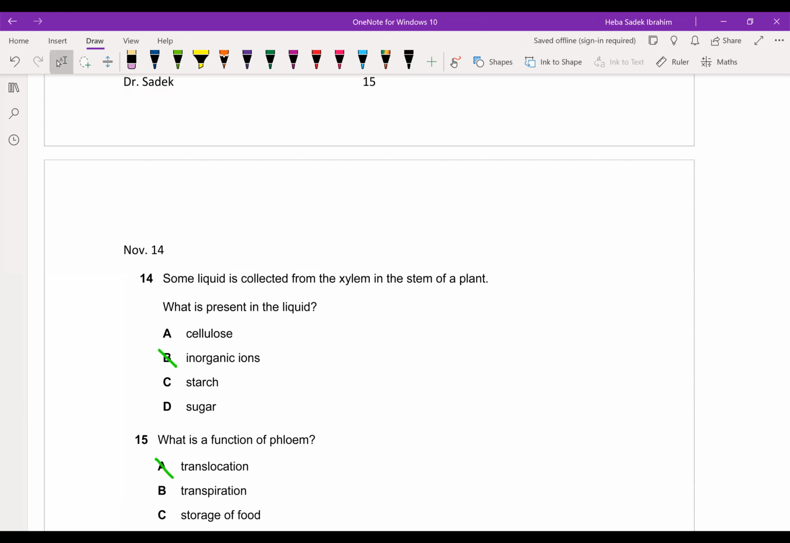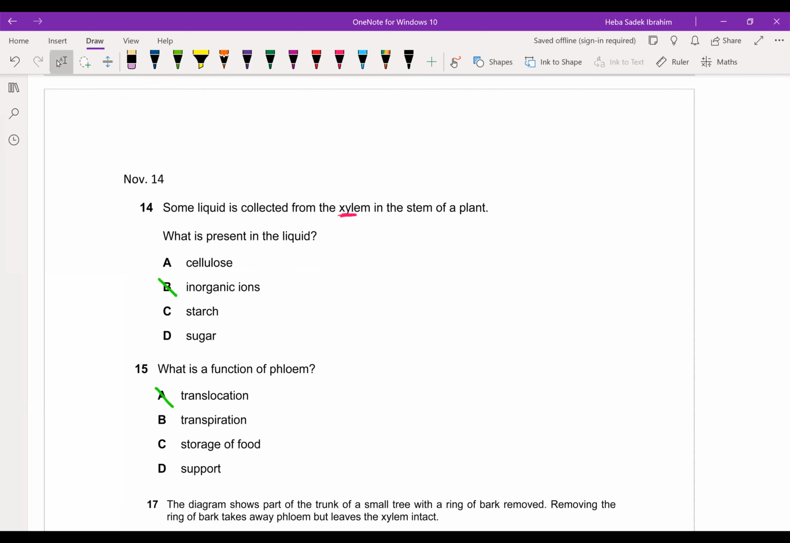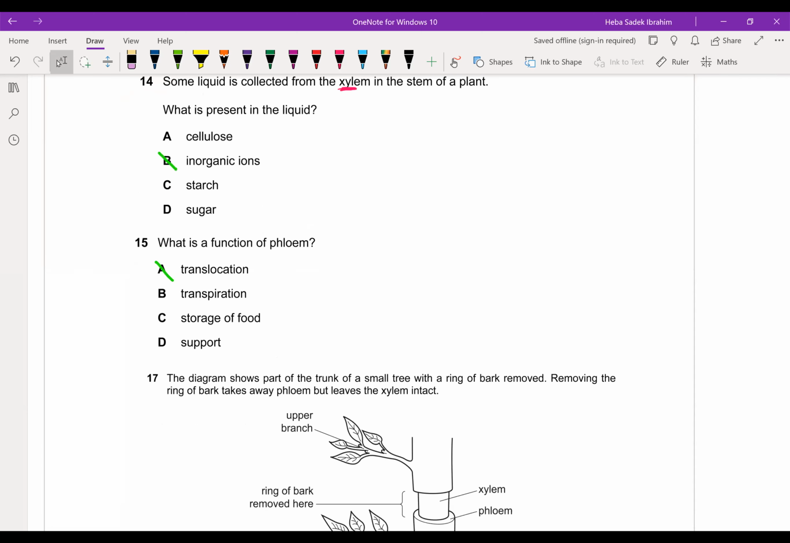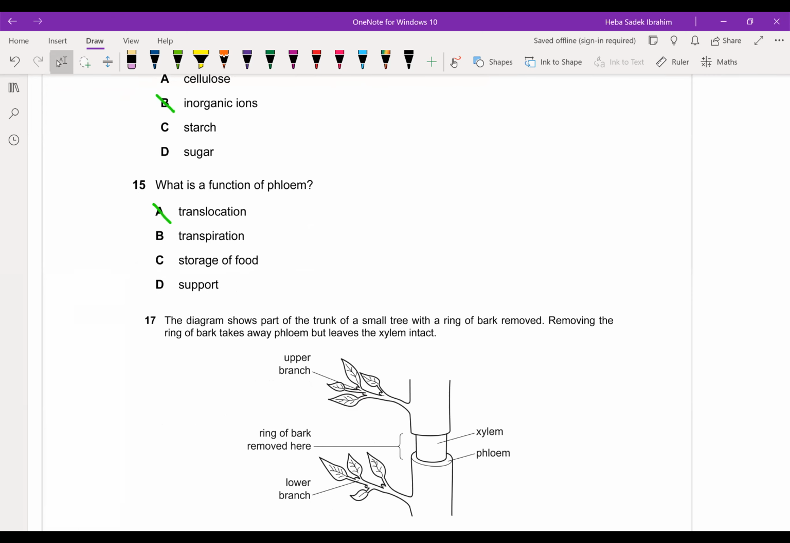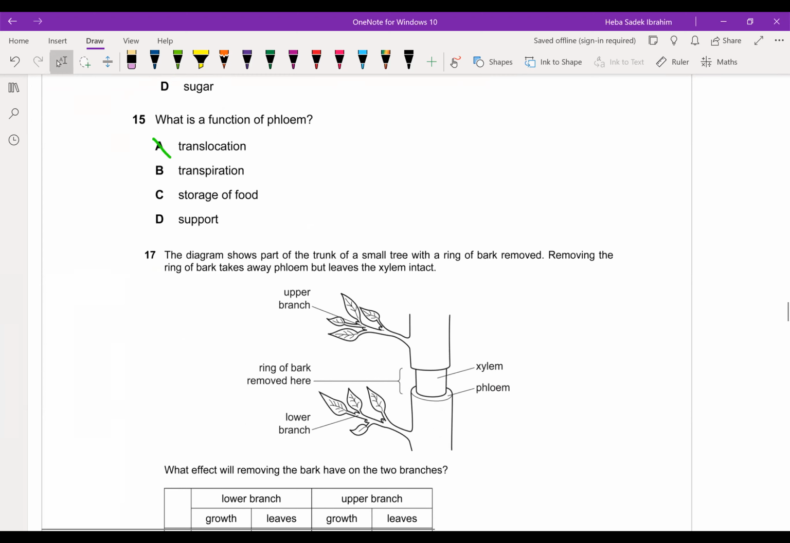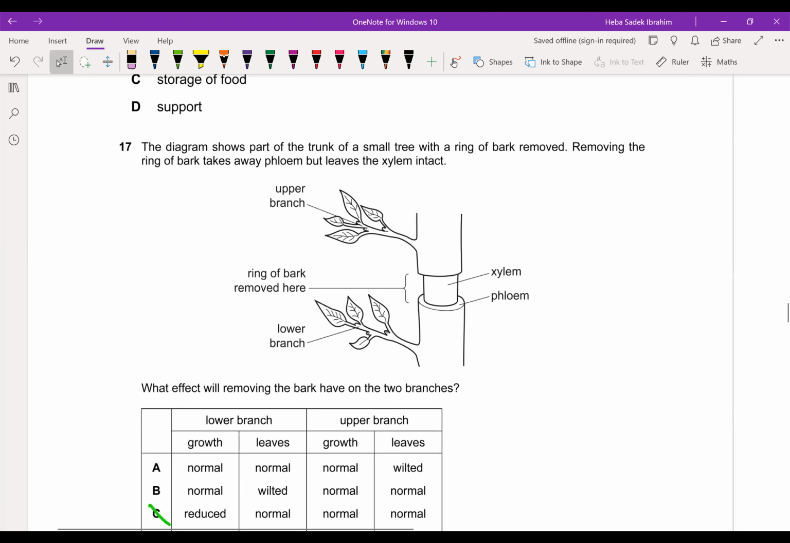كويس. What is present in the liquid from the xylem? خد بالك هو هنا أخد من الزايلم قبل كده أخد من الفلوم. هيلاقي ال inorganic ions اللي احنا قلنا عليهم السولتس أو المينرالز اللي هم هيبقوا nitrates أو phosphates أو magnesium salts. What is the function of phloem vessels? Translocation.